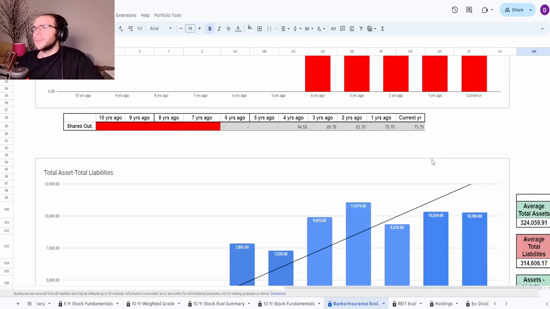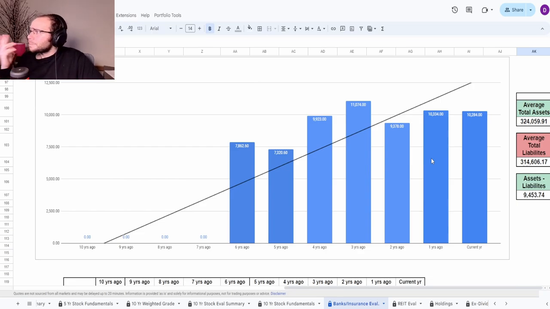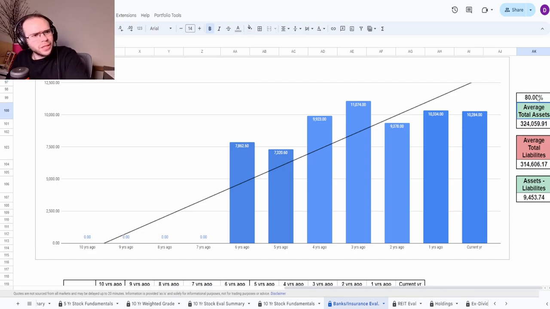Easy, 100%. And assets and liabilities, it is actually increasing at a nice steady pace, ups and downs here and there, but overall, it's not looking too bad. Average assets of $324.1 billion and liabilities of $314.61 billion, a difference of $9.45 billion. I'm going to say an 80% when it comes to this one.